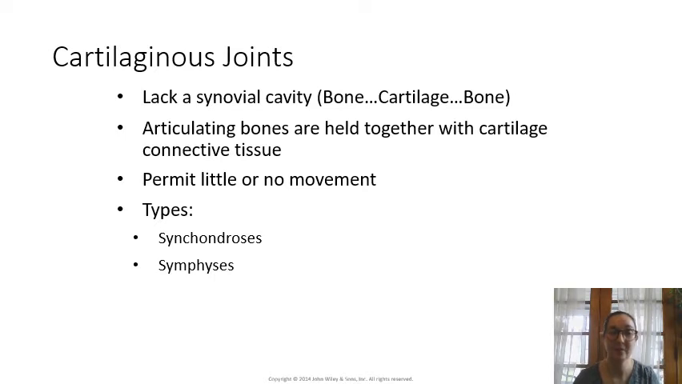Okay, so moving on to our next structural classification, which are the cartilaginous joints. So cartilaginous joints, again, no synovial cavity here, and instead of fibrous connective tissue, we're going to go from bone to cartilage to bone. So there's going to be cartilage that's connecting the two bones together. And there are two different types here, so we can look at synchondroses and symphyses.